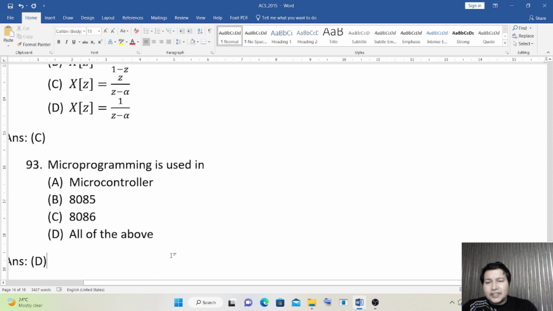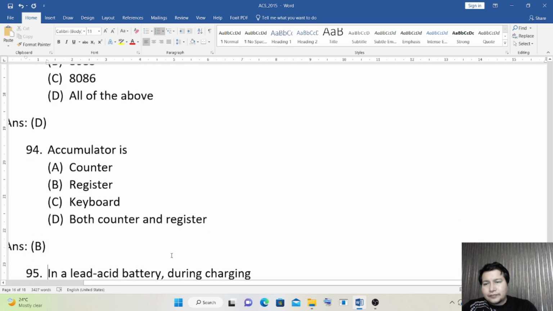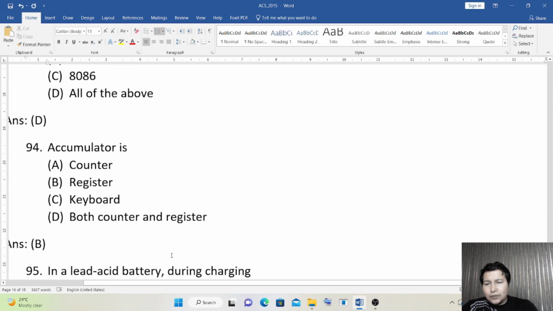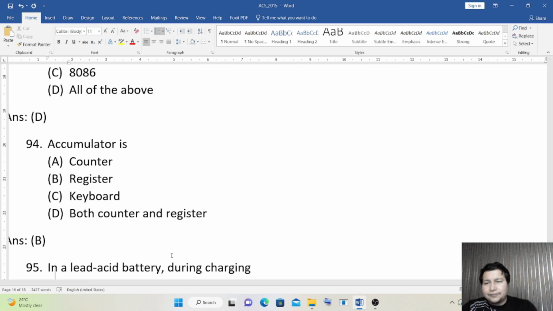Microprogramming is used in microcontroller 8085, 8086, all of the above. Option D. Accumulator is counter, register, keyboard, both counter and register. So option B, register.